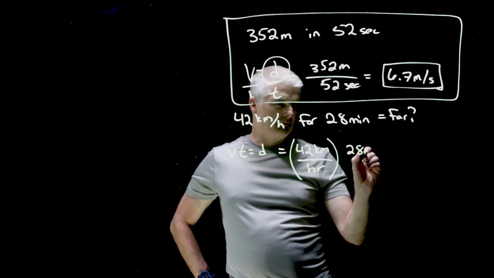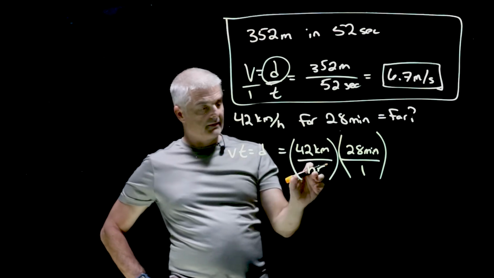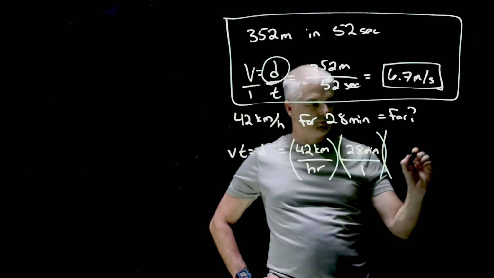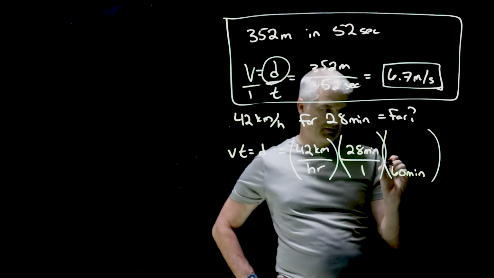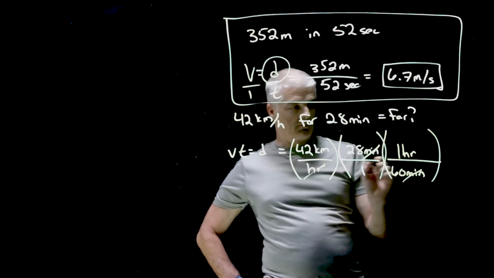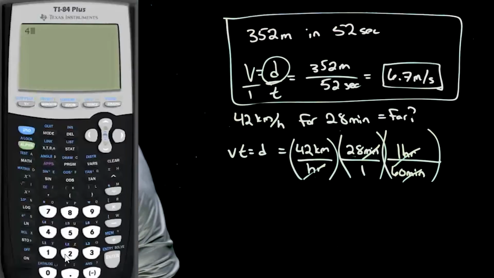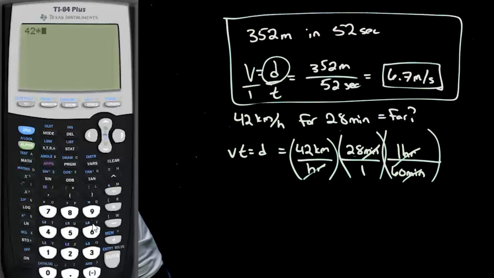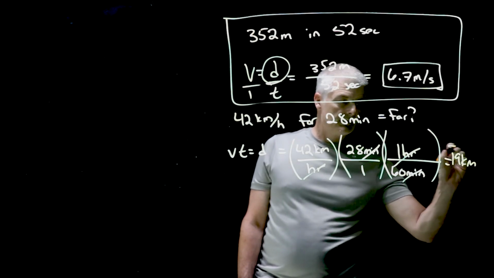Now watch what I do here. 28 minutes. That's 28 minutes over 1, but I've got hours and I've got minutes. So what I can do is also multiply by another factor, and I can say that there are 60 minutes, put that in the bottom because I get the minutes to cancel, in 1 hour. My minutes cancel, my hours cancel, I'm left with kilometers. So it'll be 42 times 28 divided by 60. This is equal to 19 kilometers.